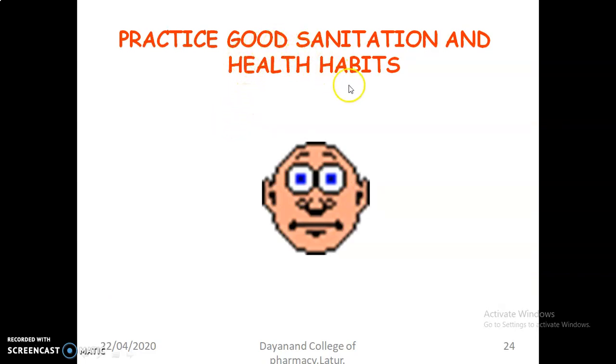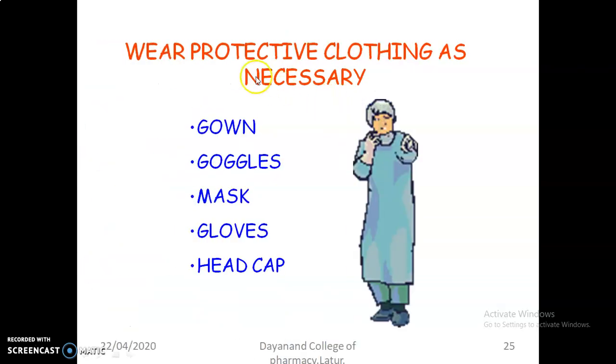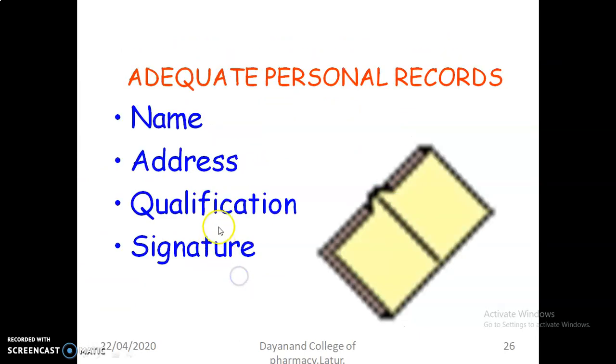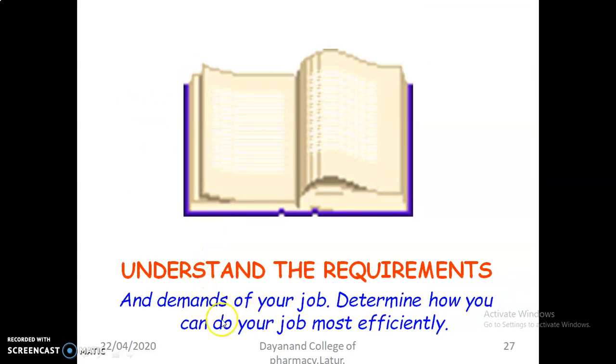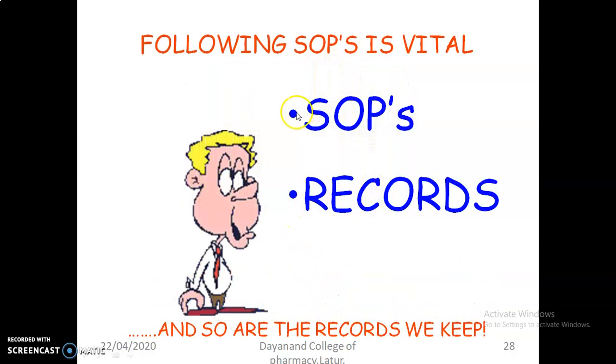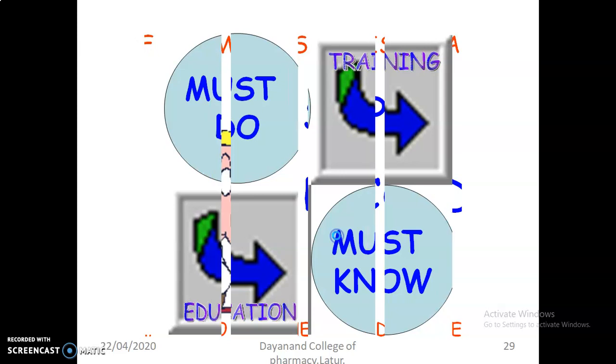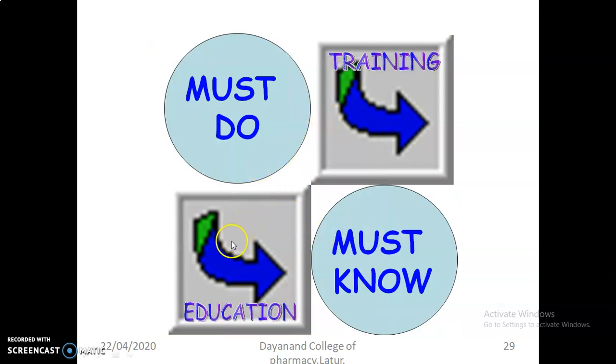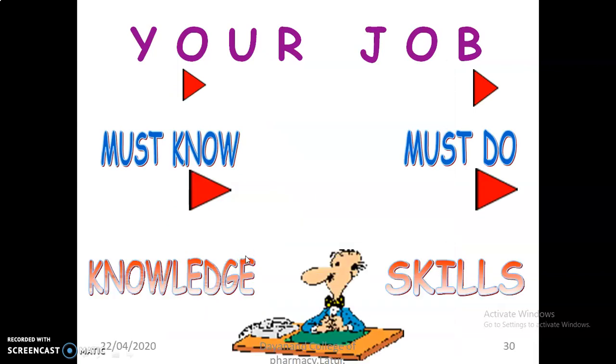Good sanitation and health habits should be followed by every employee of the organization. For that, protective clothing is necessary: gown, goggles, mask, gloves and hair caps. A personnel record should be maintained covering all these things. Understand the requirements and demands of your job and do it correctly. For that, you have to follow SOPs, standard operating procedures, which are given for all the procedures. Records should be maintained regularly. So training and education is the most important part for each employee of the organization for smooth working of all the operations.